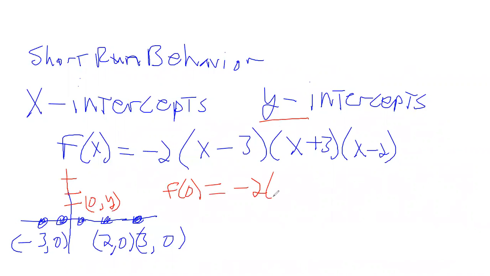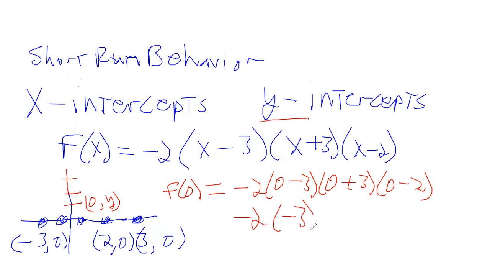So -2 times 0. I'll write this out, but I'm hoping you don't write this out ever. I mean, you get enough to do without having to do all this writing. This is what I would love to see: -2 times -3 times 3 times -2. And that's going to be my y-intercept. So what is that? It's 4 times 9, or -9, which is -36. So the y-intercept is (0, -36).